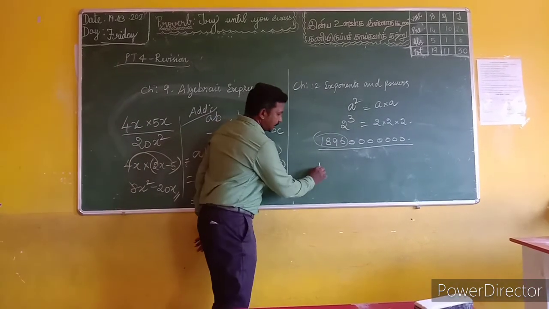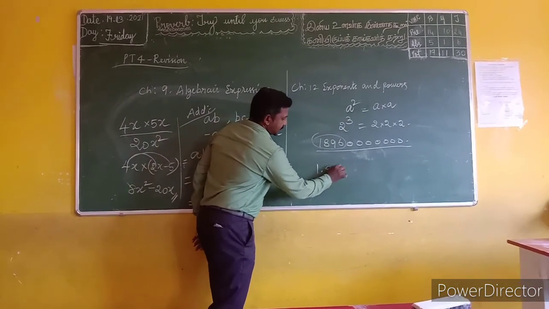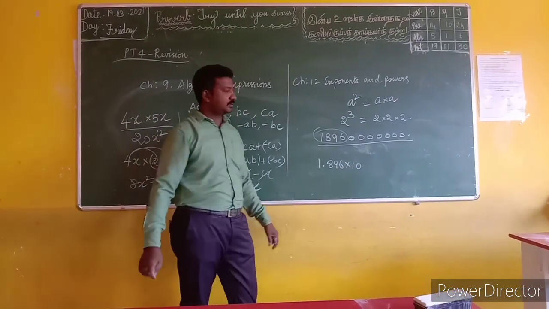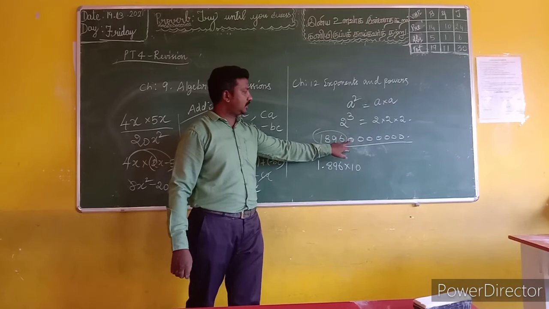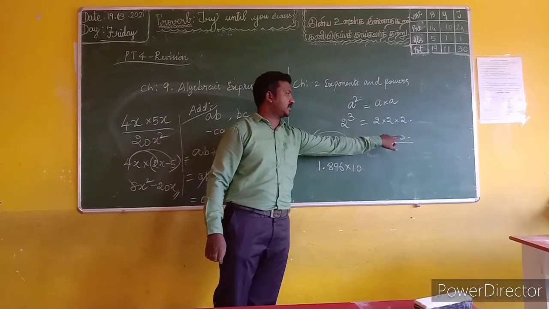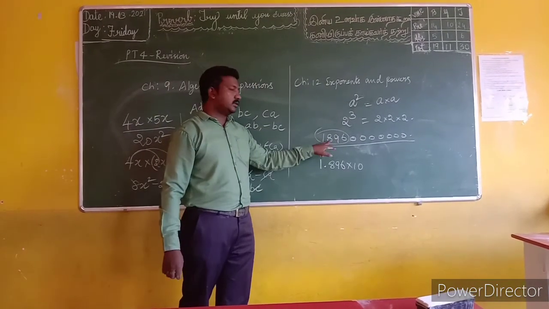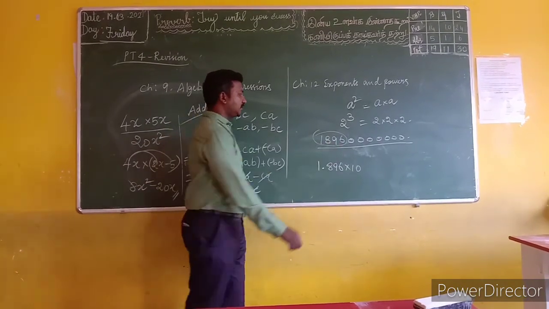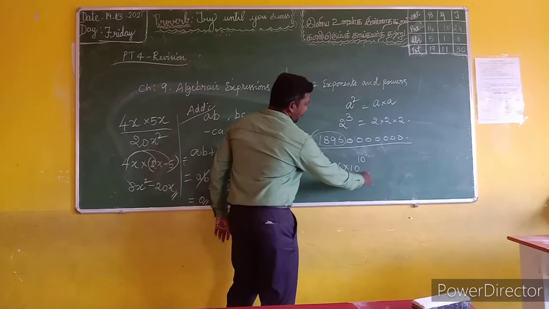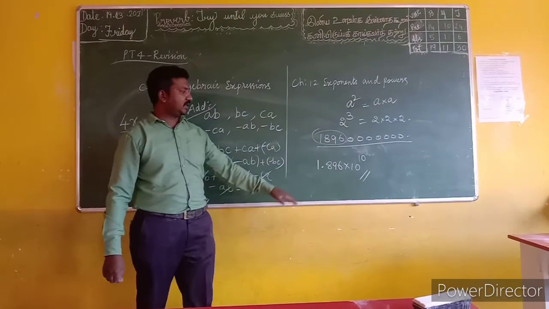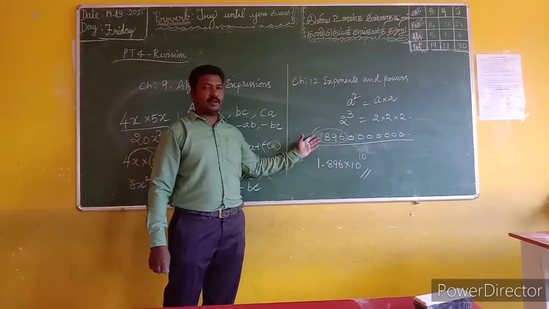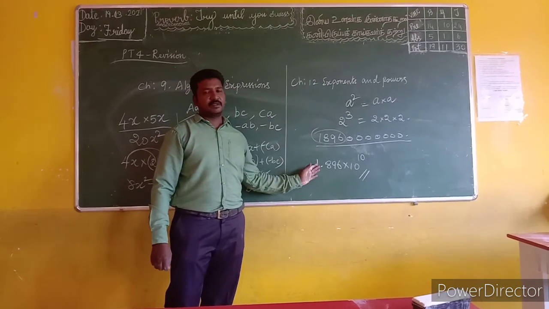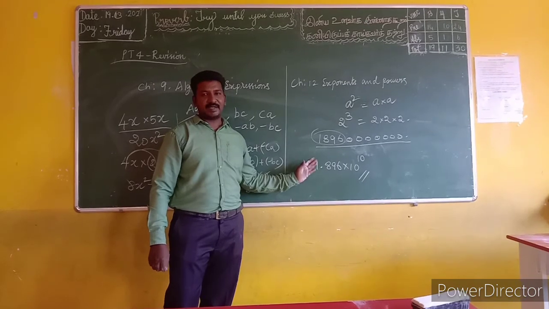So you can write it 1.896 into 10 to the power of, what is the remaining zeros? 1, 2, 3, 4, 5, 6, 7. And also the numbers also there, 3 numbers, 1, 2, 3. So 7 plus 3, 10. 10 to the power of 10 can be expressed in the standard form. So many large numbers and very small numbers can be expressed in the form of exponents. That is the standard form.